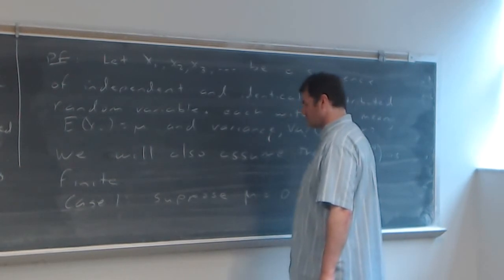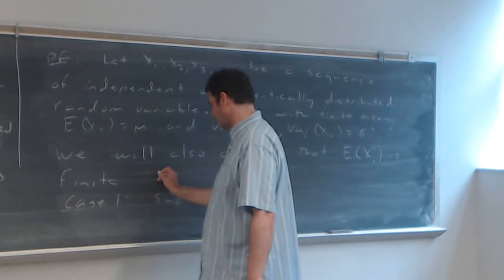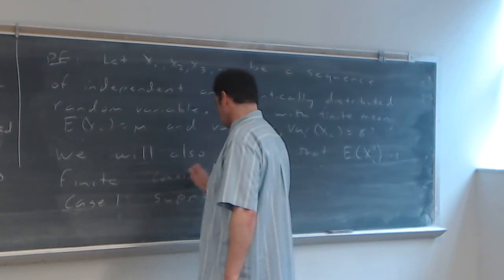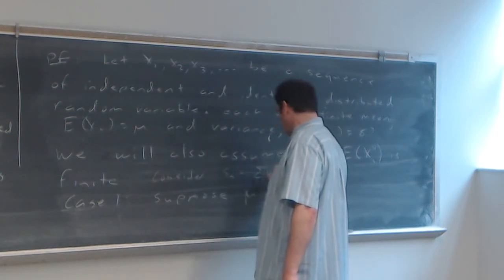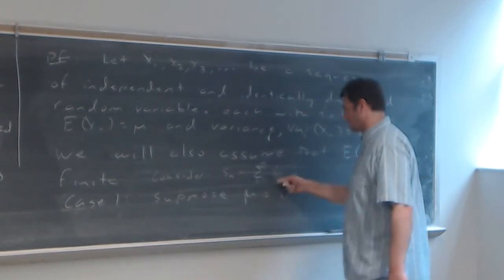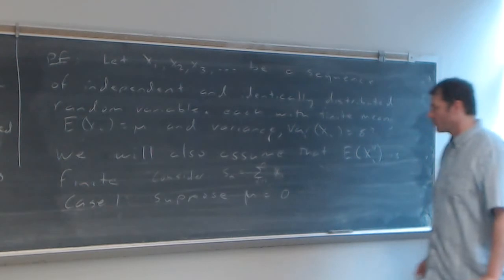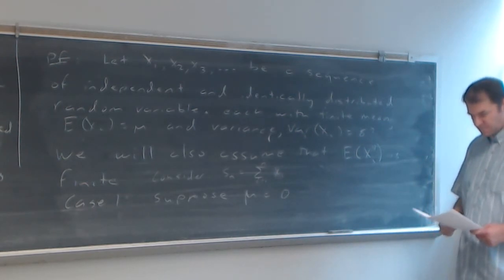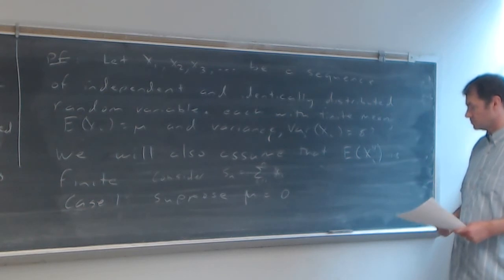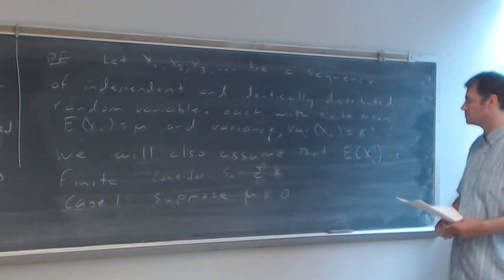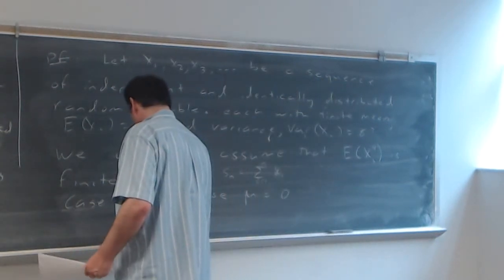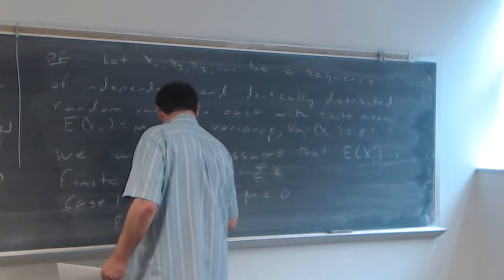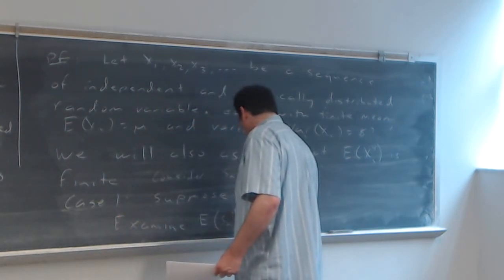In both cases, we will consider, so I'll write this down, S_n equal to the sum as i runs from 1 to n of X_i. So just the sum of the X_i's. Okay. All right, so suppose mu equals 0. Now, examine the expected value of S_n raised to the 4.